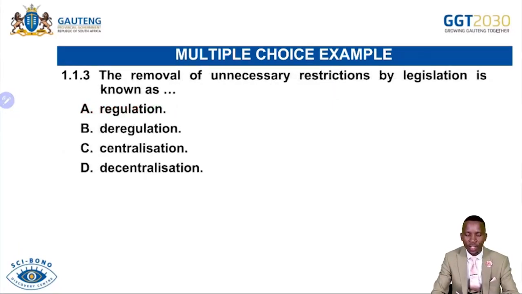Removal of unnecessary restrictions by legislation is known as. So you go back into your content. Whenever the government removes some unnecessary laws and regulations within the market, then what do we call that? You contextualize. You go straight maybe to a supply side approach or supply side policies in your new economic paradigm. You discover deregulation in your mind. Then you go down and look for deregulation. Let's see, A, regulation, B, deregulation, C, centralization, D, decentralization. And then your answer is deregulation.